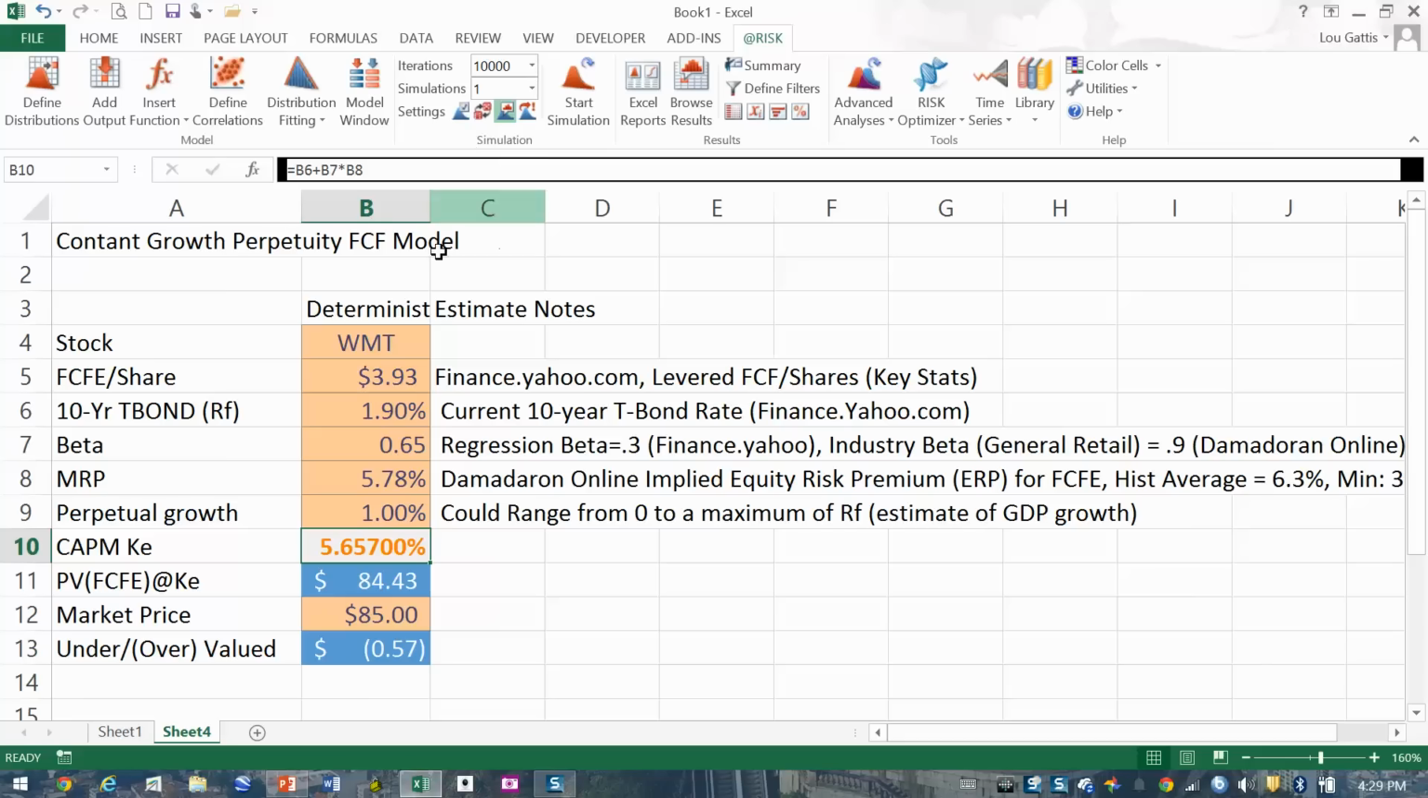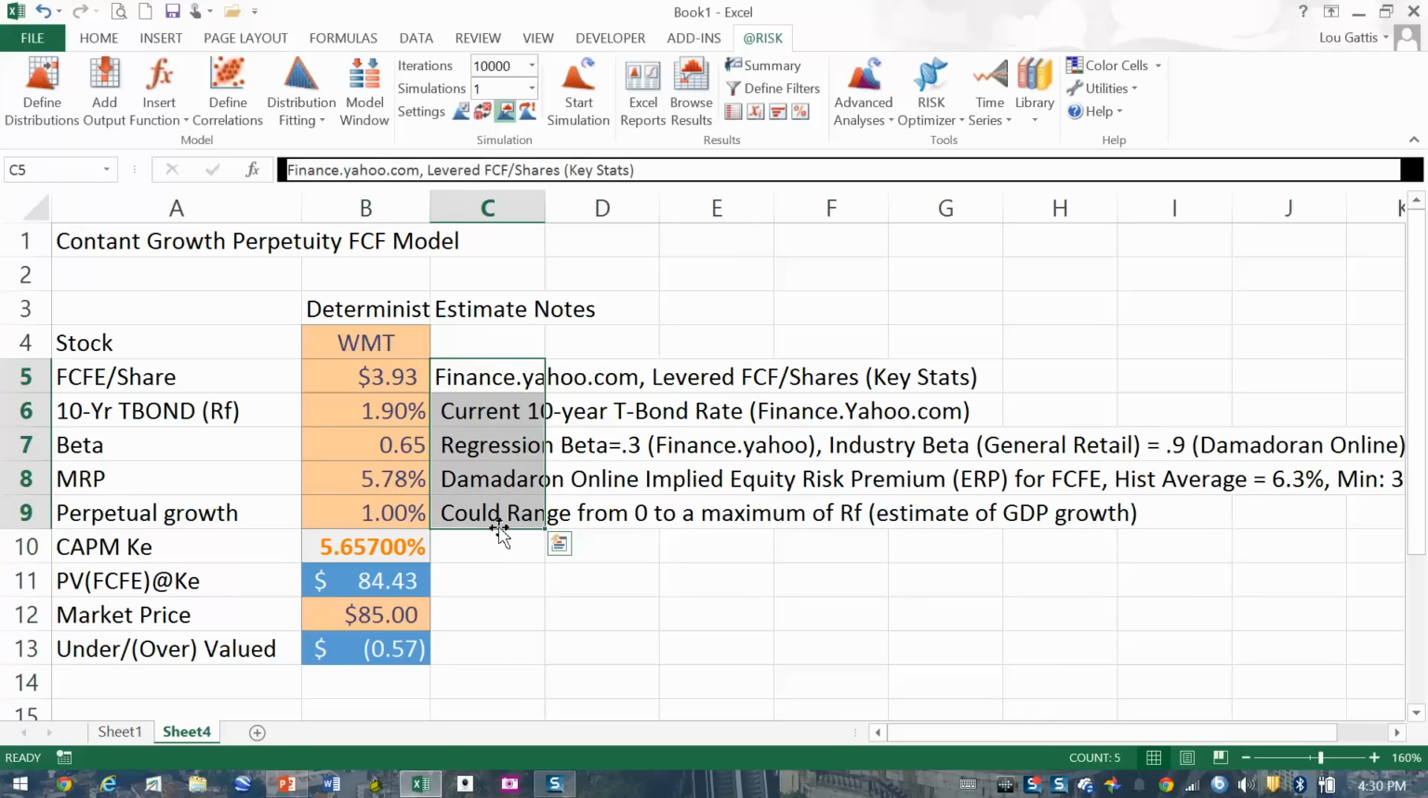I can then calculate my CAPM rate: risk-free rate, bond, plus beta times market risk premium. And then I'll do my DCF model, the present value of a constant growth perpetuity, $3 per share divided by K minus G, my discount rate CAPM minus G. That says that Walmart should be selling for $84, currently selling for $85, therefore you say it's fairly priced. This would be called a deterministic, static, or point estimate. So again, deterministic, static, or point estimate. In other words, there's only one possible value for all your inputs and one possible value for your output.